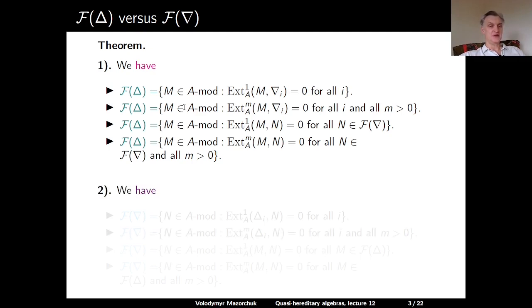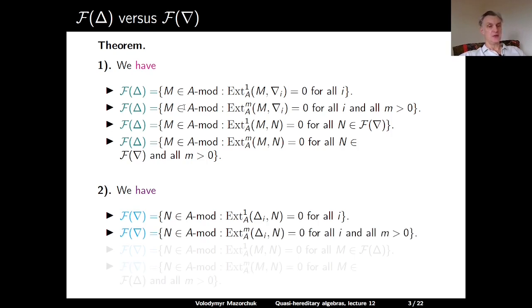We have dual descriptions of the category F nabla. F nabla coincides with the category of all A modules for which all first extensions from all standard modules vanish. Also, F nabla coincides with the category of all A modules for which all extensions of positive degree from all standard modules vanish.